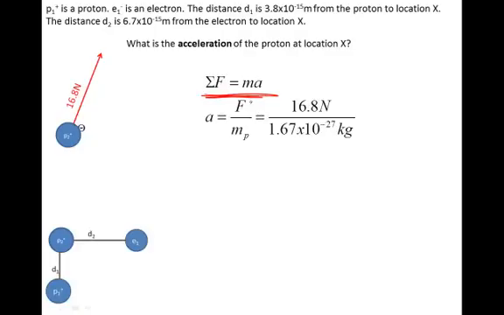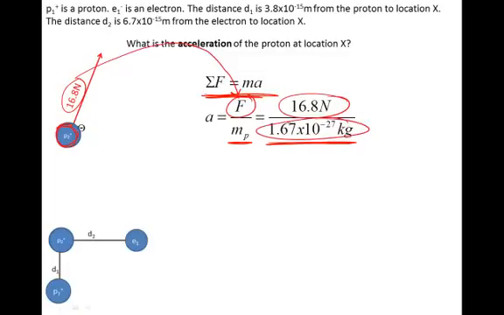In this case, our force, we've only got this one force of 16.8 newtons. We divide it by the mass of the object we're accelerating, which is our proton, the mass of the proton. Remember, we get this value of the mass of the proton from your table of information. So the force divided by that mass gives us an acceleration of 1.00 times 10 to the 28th meters per second squared.